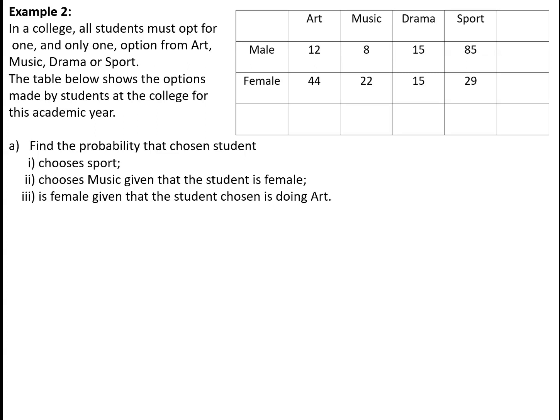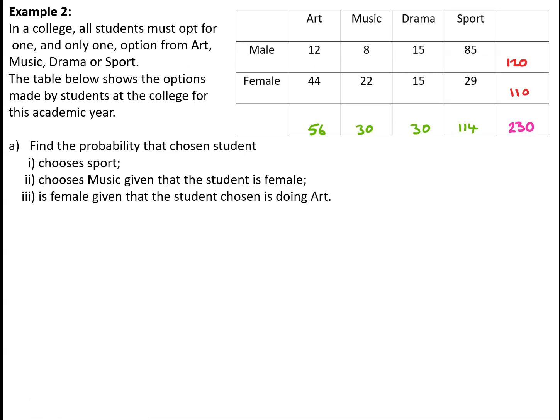Now when we've got a two-way table like this, it is well worth our while putting in the row totals and the column totals. So we've got 120 males altogether, and we had 110 females altogether, and adding those two figures together tells us that there were 230 students in the college altogether. And now we can do the subject totals. So we had 56 students doing art, 30 doing music, 30 doing drama, and 114 doing sport altogether.